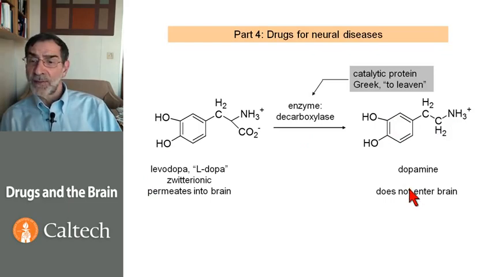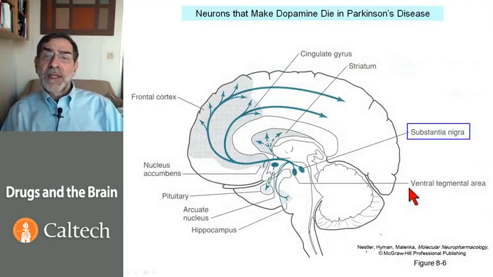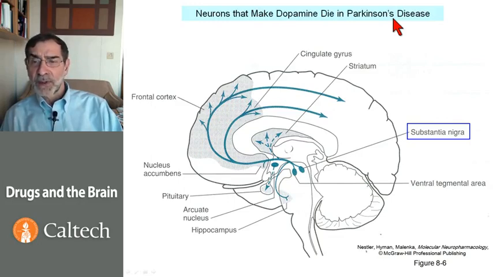L-DOPA does enter the brain, but dopamine does not. And so this will give us an opportunity to re-emphasize the important aspects of the blood-brain barrier and drug entry into the brain. Indeed, Parkinson's disease, which is treated with L-DOPA, will be an example of neurodegeneration, and we'll talk about that more than we talk about Alzheimer's or ALS. Parkinson's disease involves degeneration of neurons that make dopamine in a particular region of the brain, the substantia nigra.